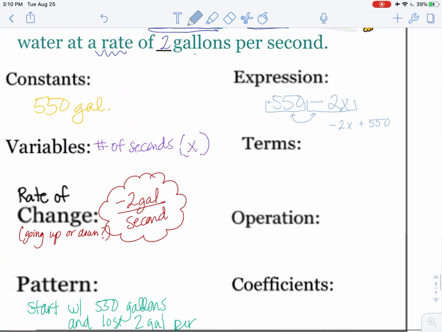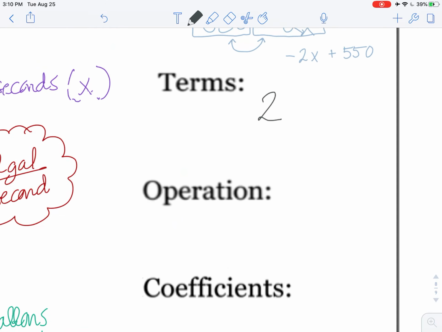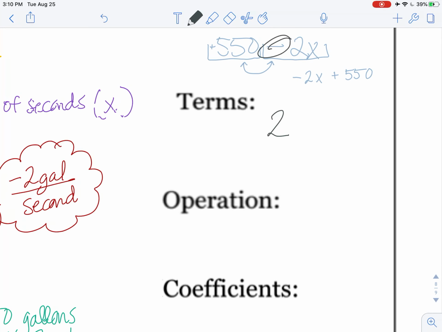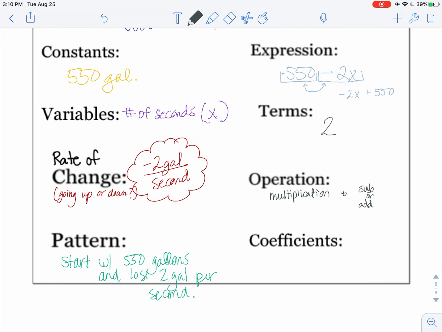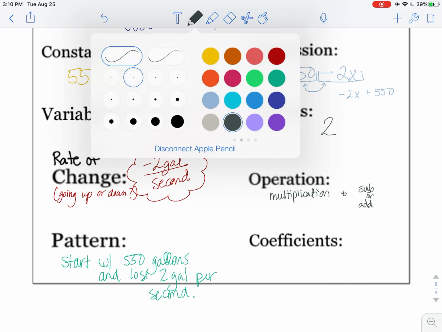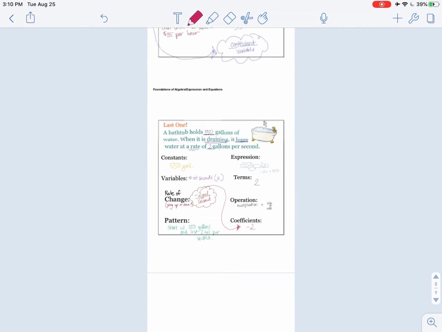We have 2 terms, and my operations are either subtraction and multiplication or addition and multiplication, depending on which one you wrote. Last but not least, what's the coefficient? When I look at my expression, I look for the number before the variable, and that is -2. Remember, like I said, it's also the numerator of your rate of change.